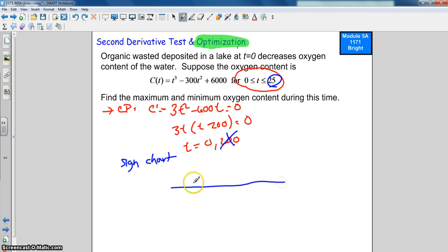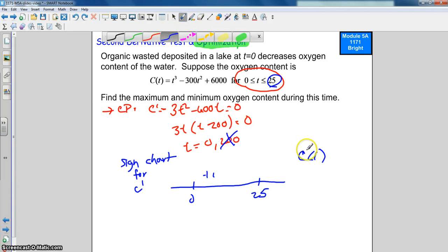So all I'm really doing is putting 0 and 25 on an interval, and this will be a sign chart for C prime. So I just have to take a test point. Let's just say I take 1, plug that in, and I'm going to get a positive number. So that means in between here, and let's try that again. It's not a positive number, it's a negative number. I was looking at the original function. So C prime at 1 is a negative number, meaning that it's actually just decreasing all the way through here.